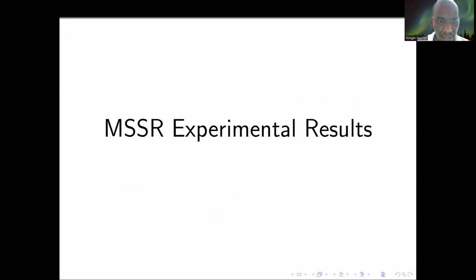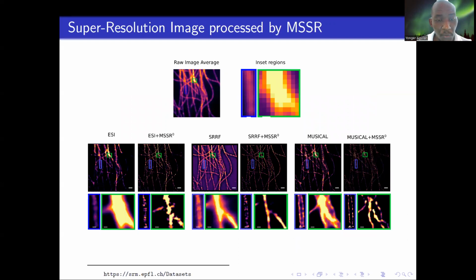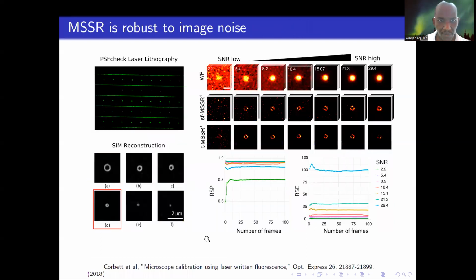Now I'm going to present MEASURE experimental results. First, we can apply MEASURE to a super-resolution image and we get a distribution with better resolution. You can see here in the inset regions the result comparing the algorithms ESI, SRRF, and MUSICAL, and we get a better performance.